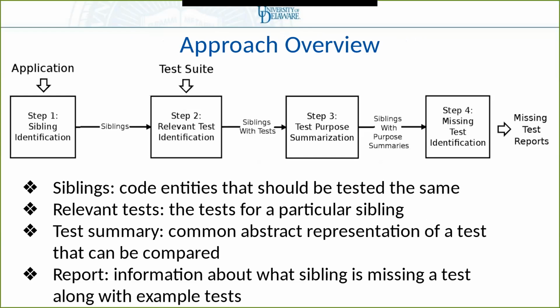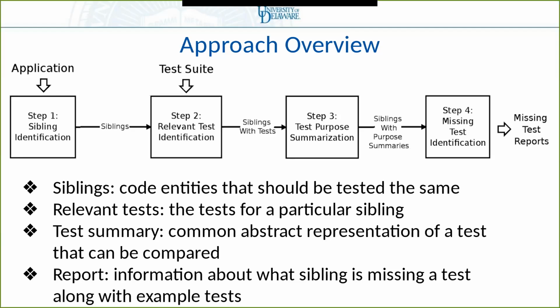To improve on this situation, we propose a static analysis-based approach that takes the application and test suite and produces missing test reports in 4 steps. The first step is to identify siblings within the application. Siblings are code entities that should be tested the same.